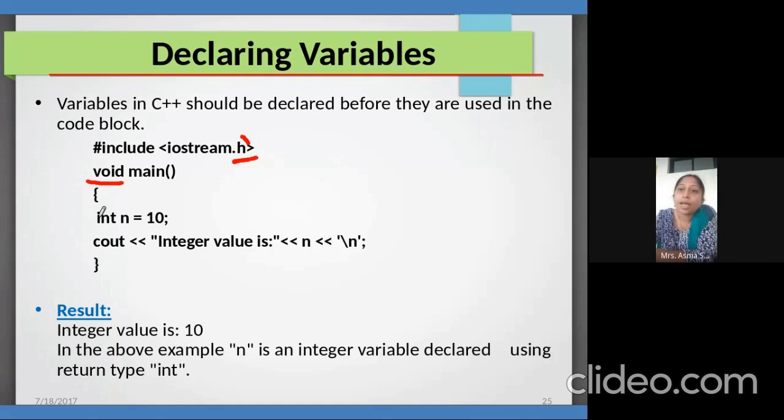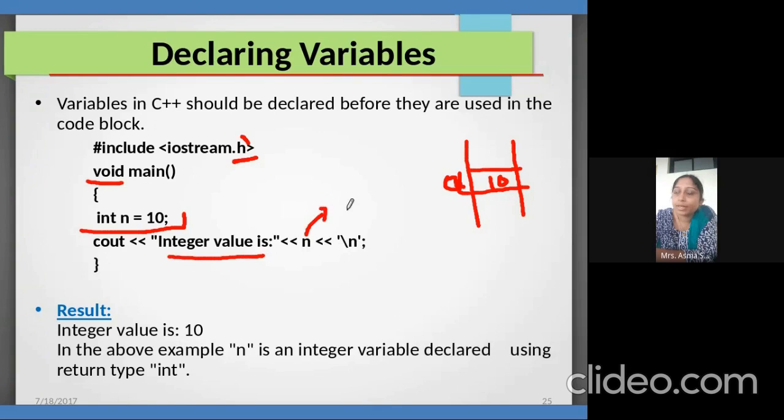So int n is equal to 10. Here we are assigning 10. Memory is allocated, then 10 is assigned to it. Now when I access this cout, the integer value is printed: n is 10. The integer value is 10, and then the next line.